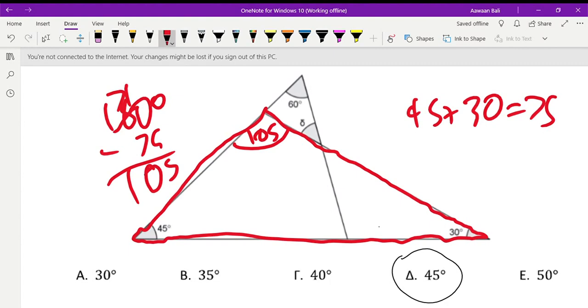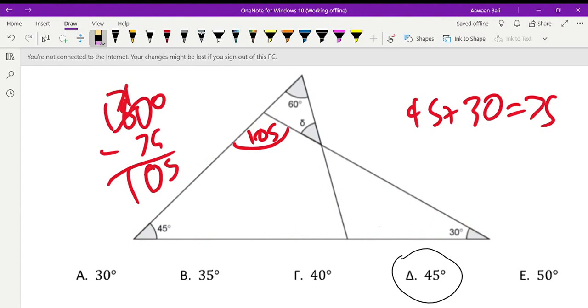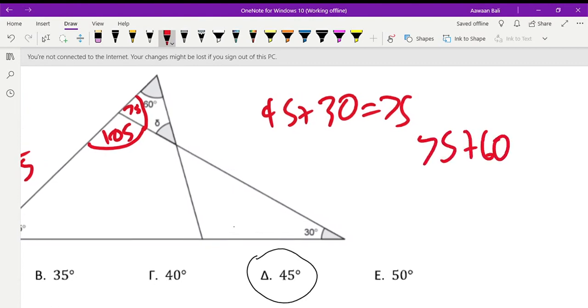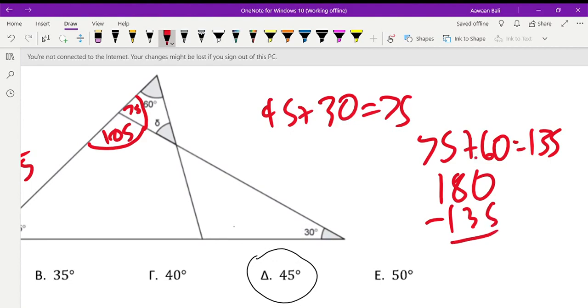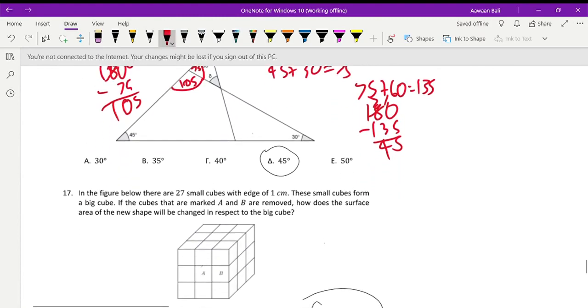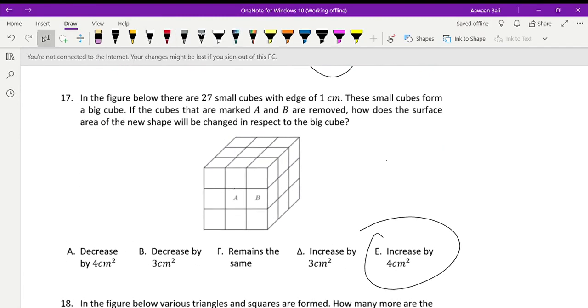And basically, using linear equations again, since this is a straight line, we know that this is 75. Now we just do 75 plus 60, 135, and 180 minus 135 is, guess what, 45. So your answer is delta 45 degrees. Easy, right? Now, question number 17.